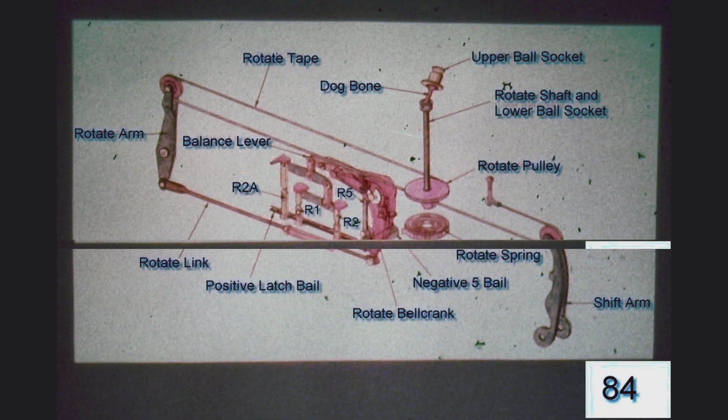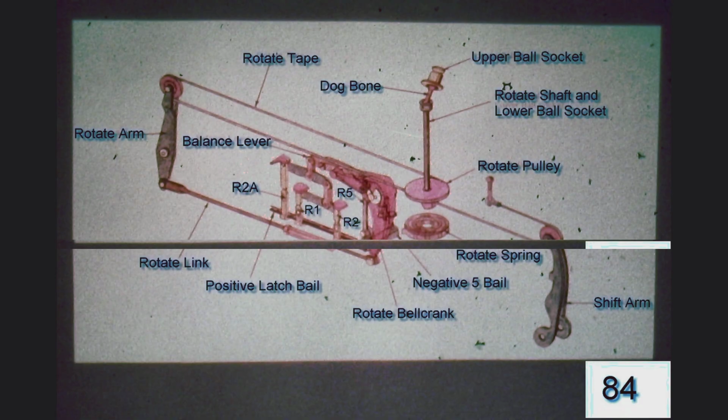We know that the positive selector latches cause counterclockwise rotation of the element. The R1 latch delivers 1/5 of the total motion of the positive latch bail. The R2 latch delivers 2/5 of the input motion received from the positive latch bail. And the R2A does the same thing as the R2 latch. It delivers 2/5 of the total motion received from the bail. All of this motion is transformed by the rotate tape system into rotate increments for the type element.